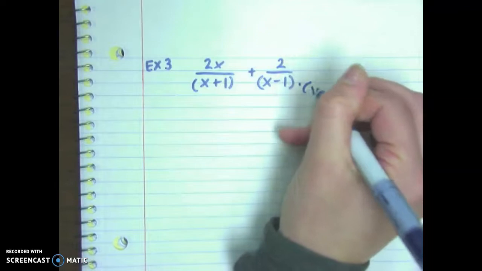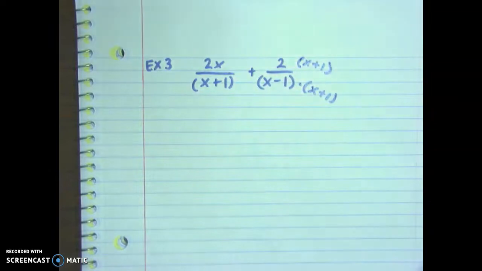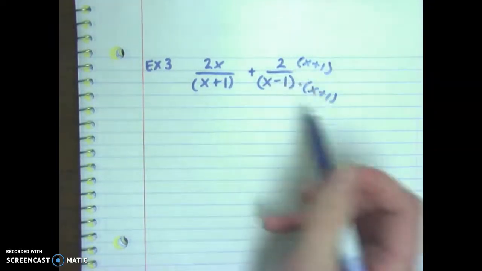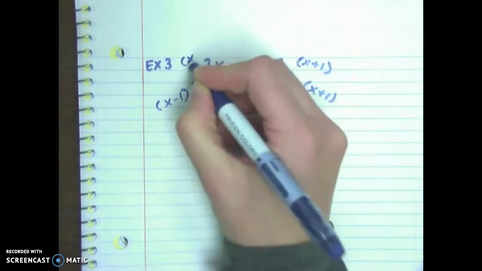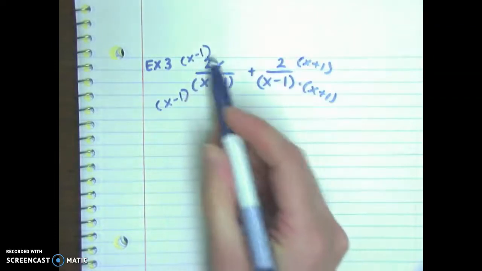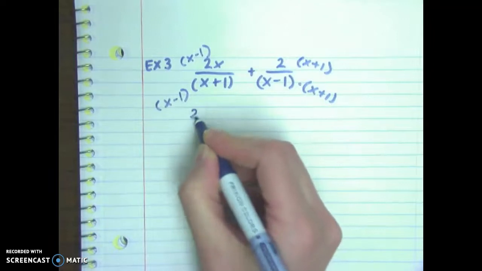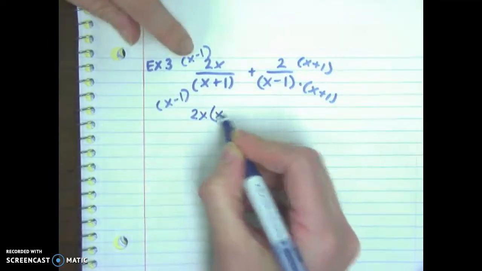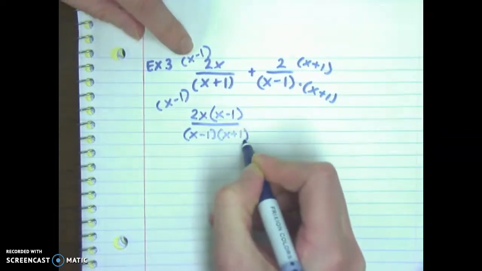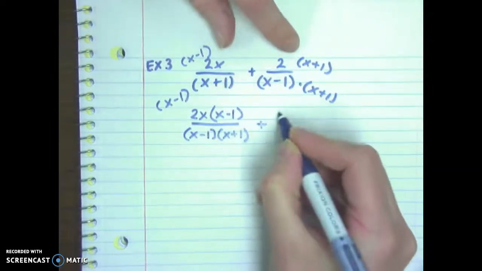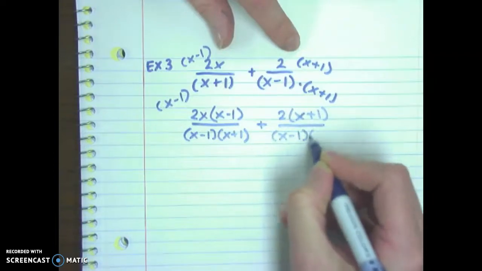Meaning, multiply this denominator by x plus 1. Whatever I multiply the denominator by, multiply the numerator by the same thing to keep the rational expression equivalent. And this I need to multiply by x minus 1 in the top and the bottom, numerator and denominator, to keep the expression equivalent. So I have 2x times x minus 1 over x minus 1 times x plus 1 plus 2 times x plus 1 over x minus 1 times x plus 1.